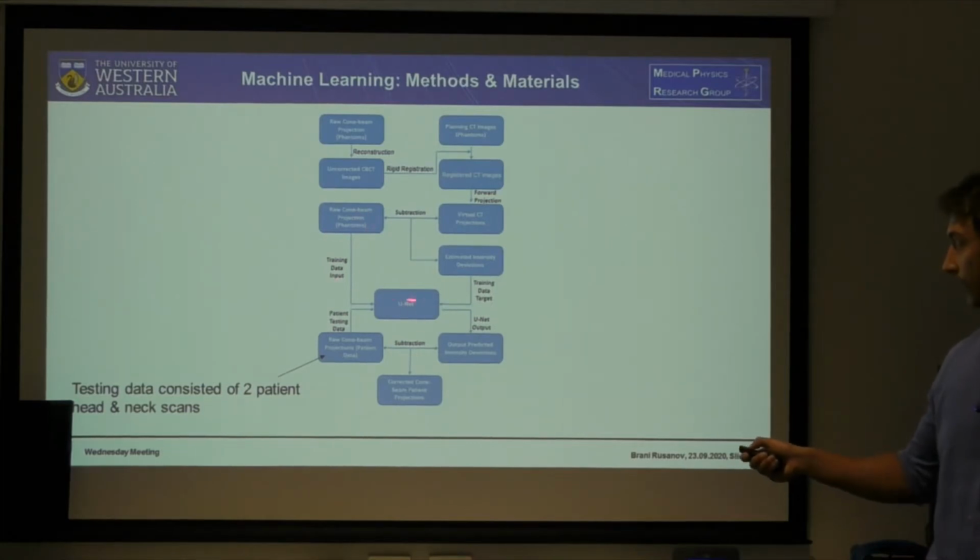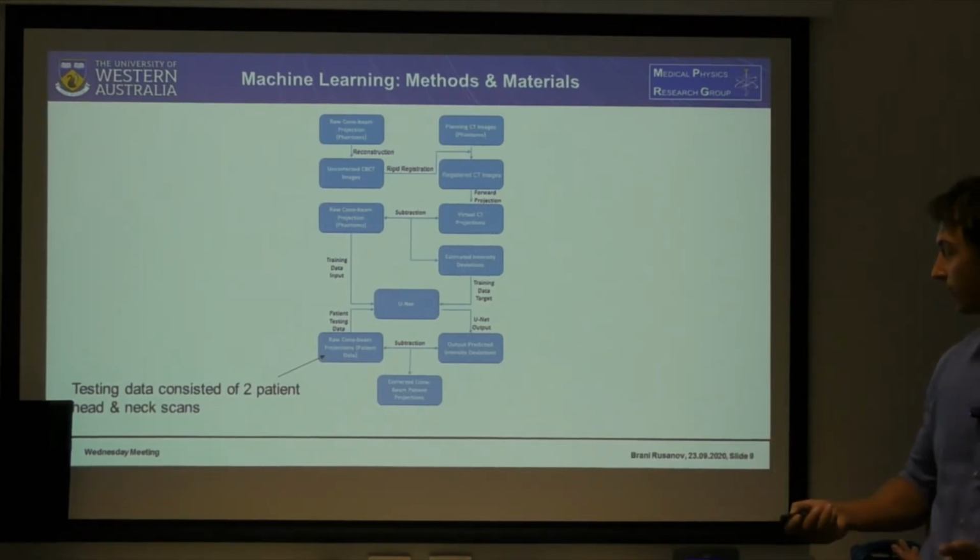So what we do is that we set our training input to be the raw cone beam projection that is fed into the UNet in the training phase. And then we set the target that it's trying to predict as the estimated intensity deviation. So this consists of the 4 phantoms, around 2,000 projection images that it's been trained on.